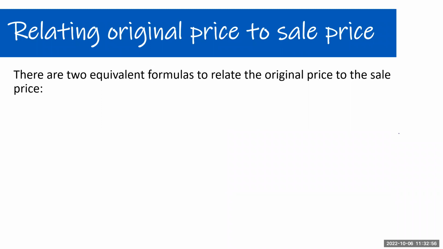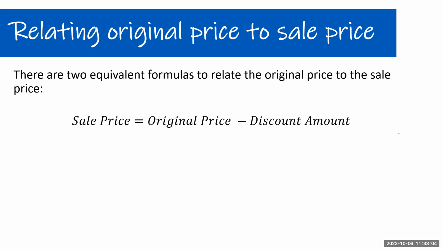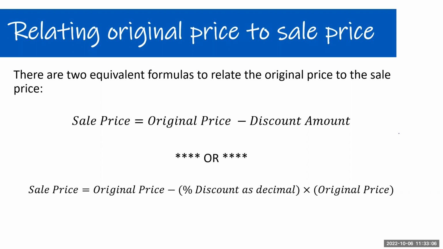Now, let's say that we want to relate our original price to the sale price, okay? There are two equivalent formulas that we can use. The sale price is going to be that original price minus your discount amount. This is in dollars, okay? Or you can have sale price equals the original price minus percent discount as a decimal times the original price.